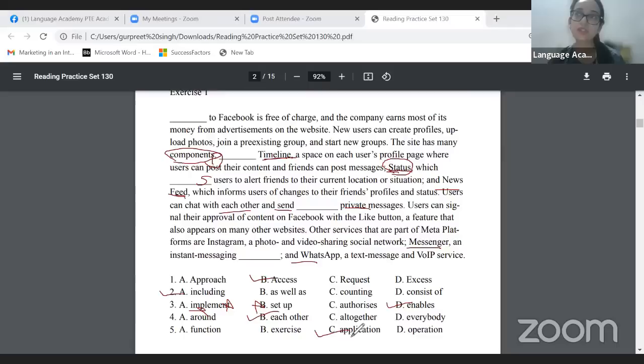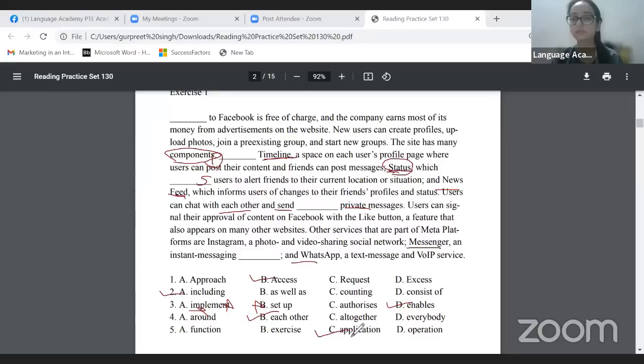So that can be consisting of if we don't have such as and including, but otherwise consisting is not used to give examples. Consisting is used to show what is included in something. So that's a different way that we use the word consist. Then status is singular. So status does not authorize. Status does not give us permission, but status makes it able. That will be enable, and we can send each other private messages, and Messenger is a messaging application.